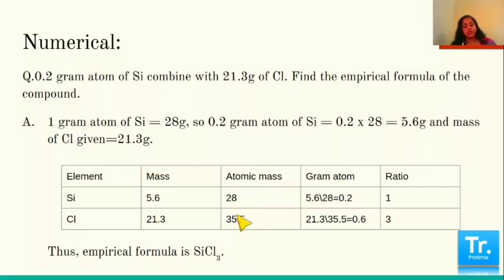Atomic masses will be mentioned to you in the question, so we write that down. Gram atom is mass by atomic mass. So we did that, mass by atomic mass, and the values are 0.2 and 0.6. The smallest is 0.2. So 0.2 divided by 0.2 is 1 ratio. 0.6 divided by 0.2 is 3 ratio. So the empirical formula is Si1Cl3. 1 we don't write, so SiCl3. Okay.